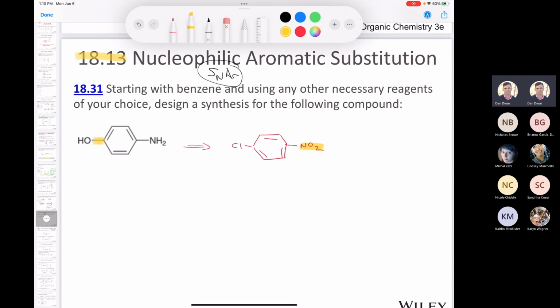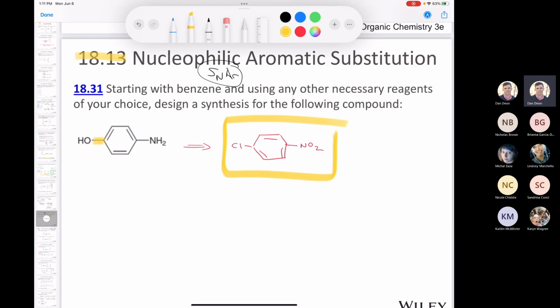And so all we'd have to do is take this compound and treat it with sodium hydroxide and heat. Okay, so sodium hydroxide and heat that up. And that would put our hydroxyl in this position. And then we just have to reduce this using iron and HCl or something like that. So then the question becomes, okay, good, how do I get this compound? How do I make this from benzene?